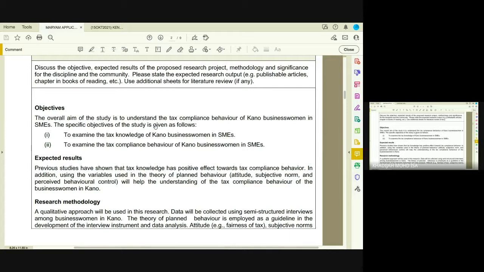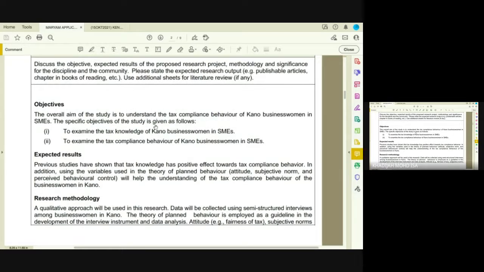All right, so the expected result here is to show that tax knowledge has a positive effect on tax compliance, because the problem identified earlier is low tax compliance, yeah, in Kano. So previous studies say that, okay, tax knowledge has a positive effect on compliance behavior. So using the theory of planned behavior will help to understand the tax compliance behavior of the businesswomen in Kano.